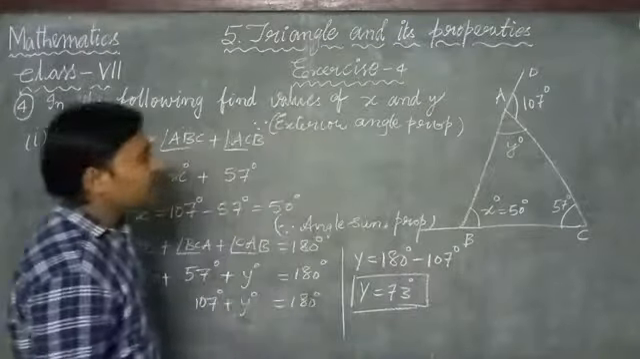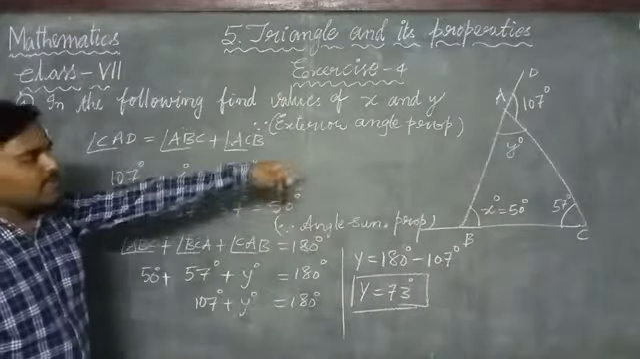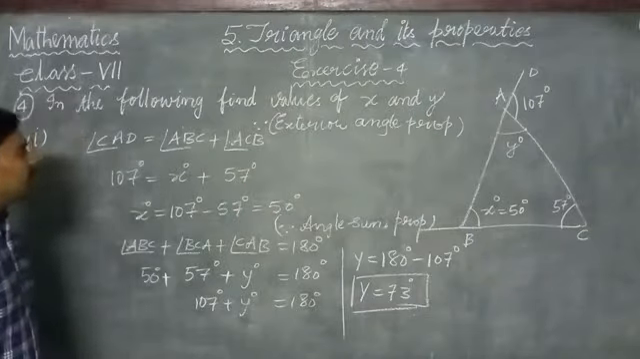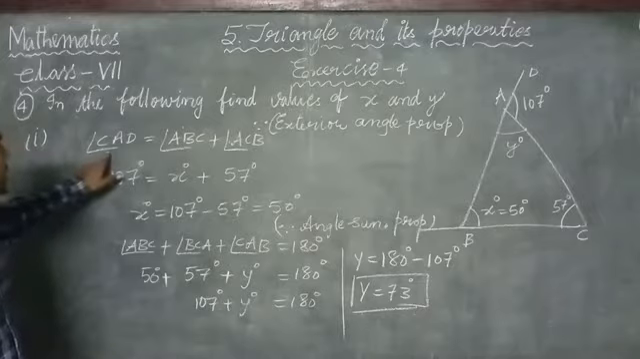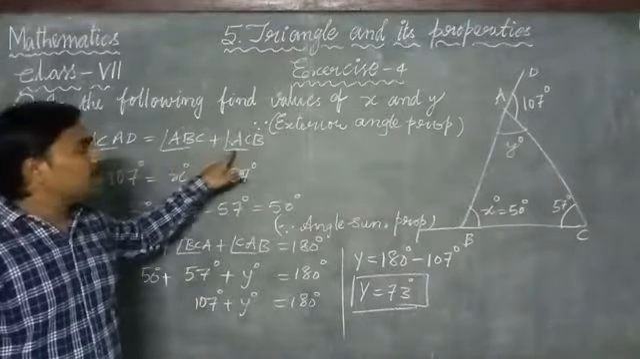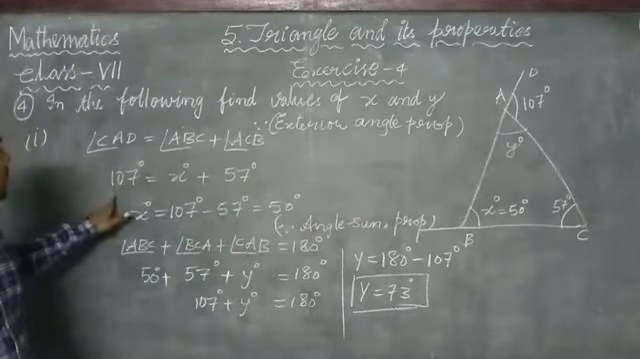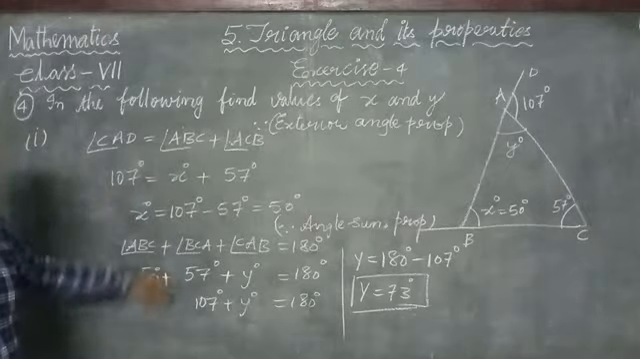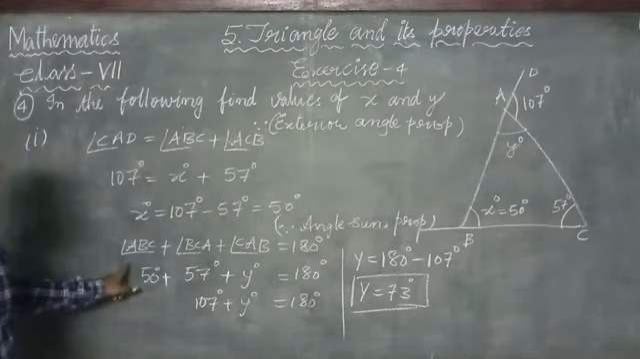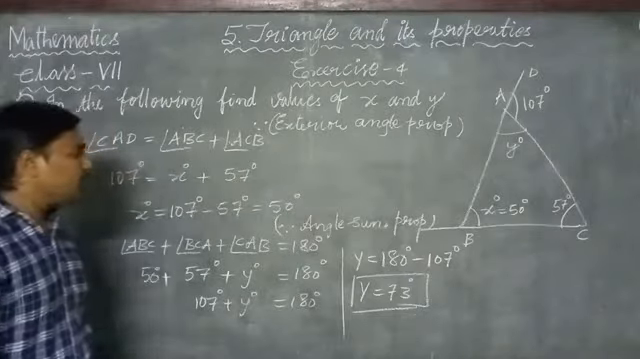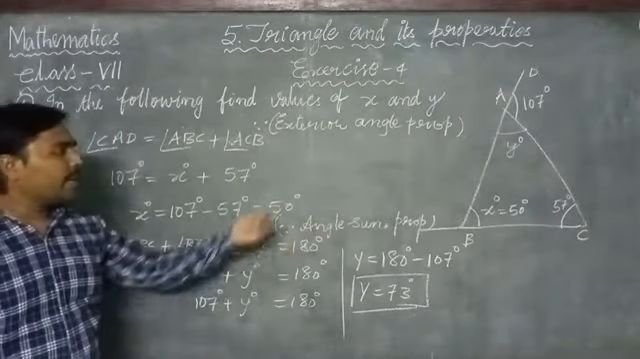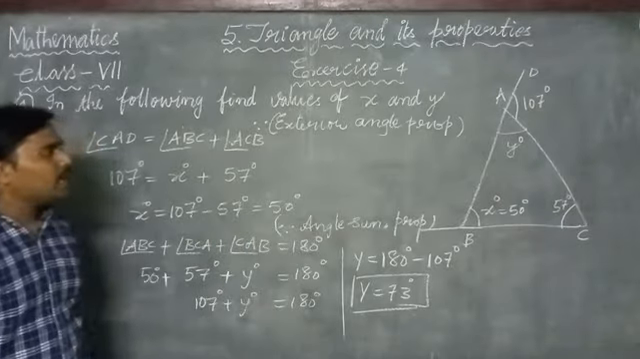Once again, you have to find x and y for the given figure and the given triangle. From the exterior angle property we can write angle CAD equals angle ABC plus angle ACB. Then by substituting the values we get the x value, and from the angle sum property, all the interior angles of a triangle equal 180. From that we can find the y value in the given figure.